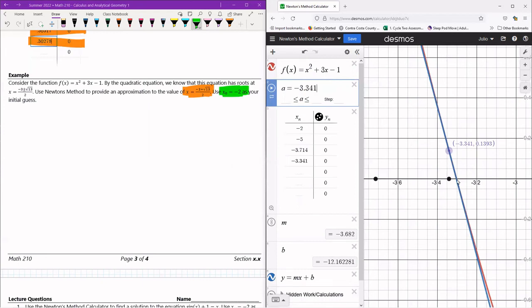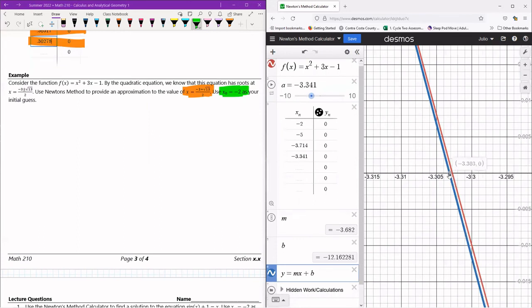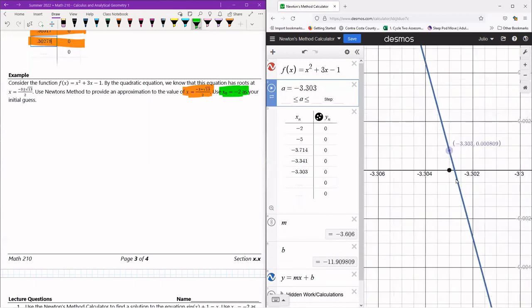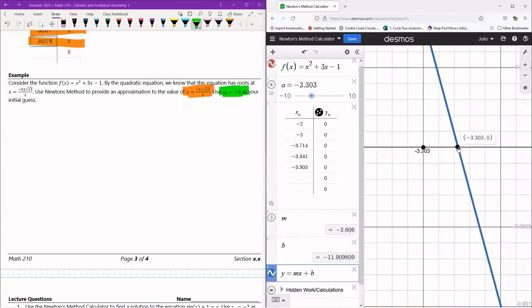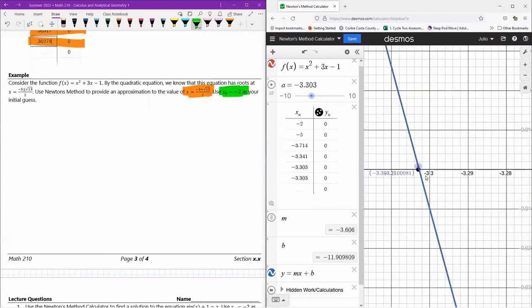Again, the blue line is my tangent line approximation. I scroll in there, -3.303, right? I'm going to change this to -3.303. Okay, I'm going to scroll in there. And I get -3.303 again. So at this point, we're basically going to say this is a pretty good root, -3.303, right? Or for f of x, it's going to be -3.303. Hopefully you guys can pick out the problem though.